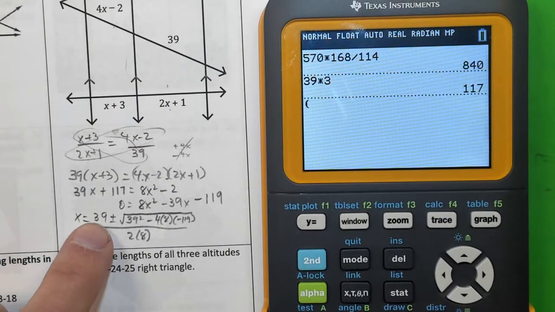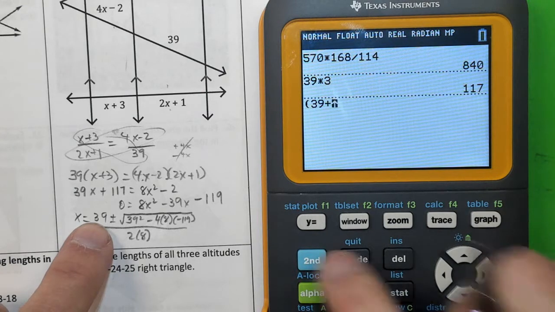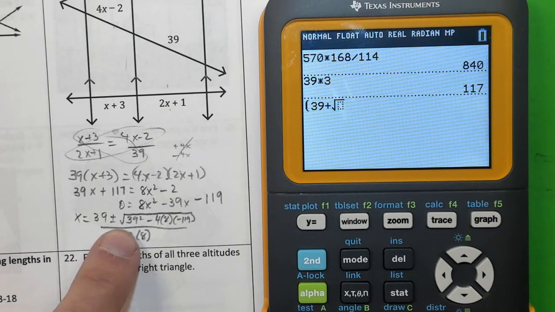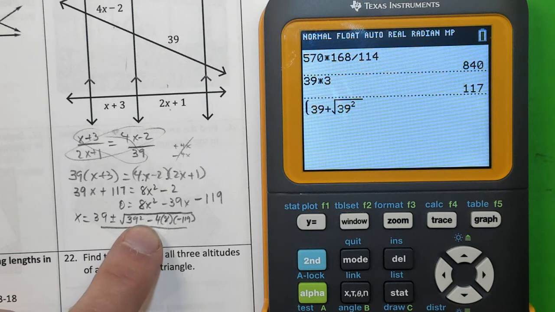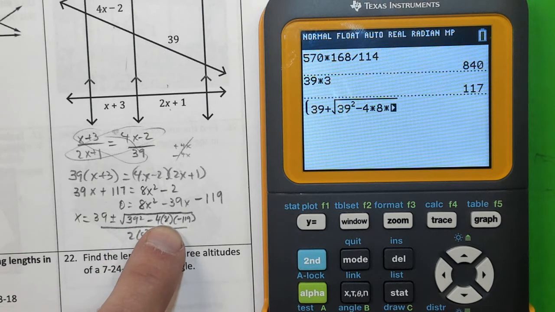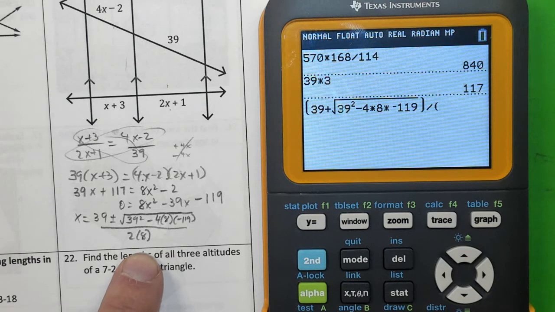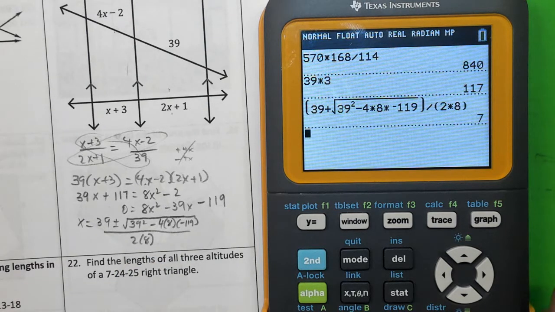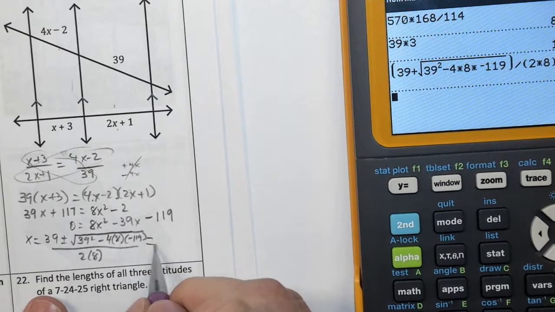I've got 39 plus the square root of 39 squared minus 4 times 8 times a negative 119. Get out of that, close the parentheses, divided by, in parentheses, 2 times 8, or I could have just put 16. Well, look at that. Turns out to be a nice nifty 7.